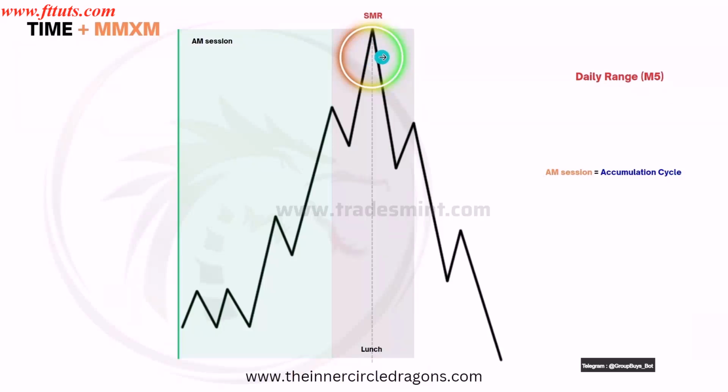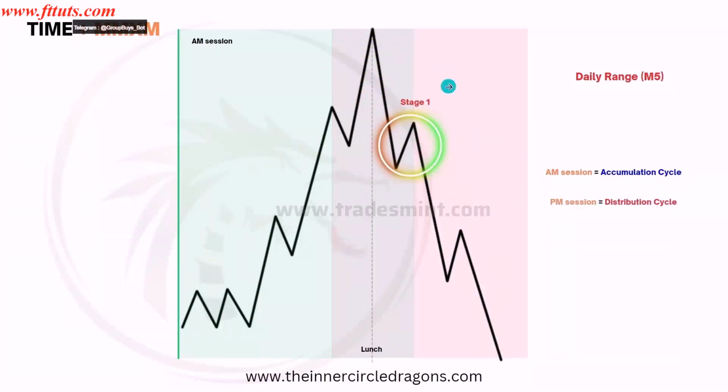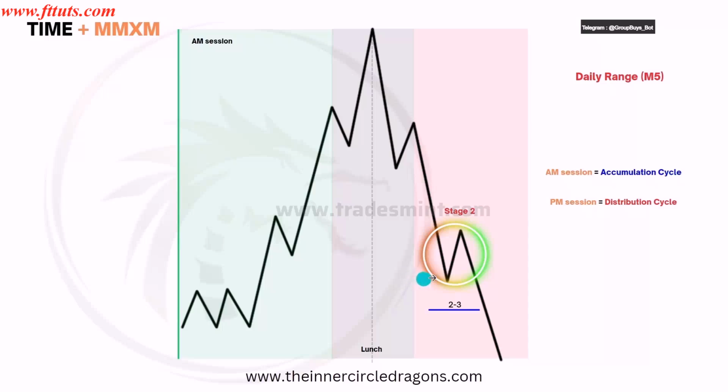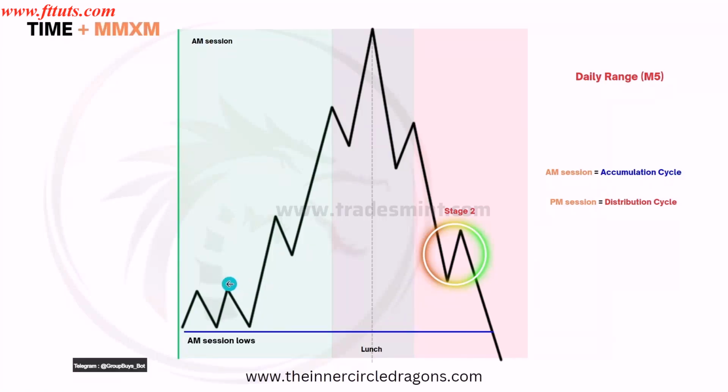Now, at this stage, who has been making money in the market? It's been the buyers, right? After the smart money reversal, we're going to start our distribution cycle, or our sell program to target the stops of those buyers from the morning session. We can typically see our first stage of distribution at the end of the lunch hour, and again our silver bullet zone between 2 p.m. and 3 p.m. we will have our second stage of distribution, targeting the AM session lows.